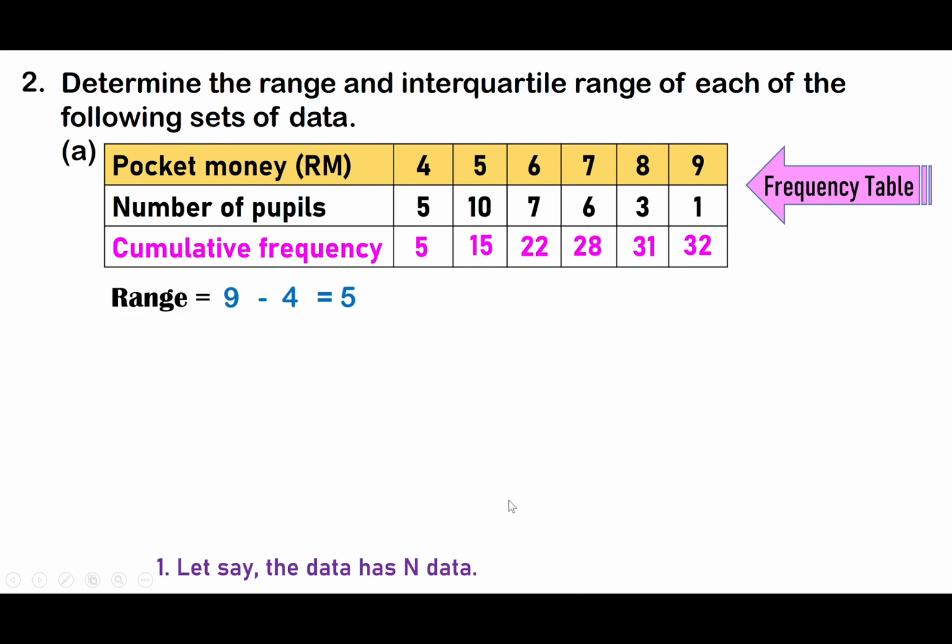So let's say we have n data. How many frequency here? Total frequency is 32, so this 32 I get from here. Or you just plus together 5 plus 10 plus 7 plus 6 plus 3 plus 1, you get 32. So this is how I get the 32. So actually I just take from the cumulative frequency, the last one is the total.